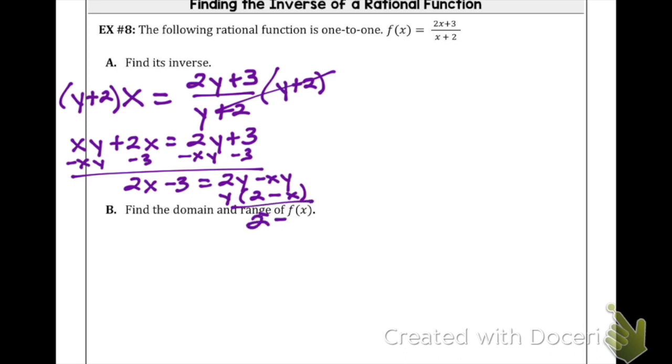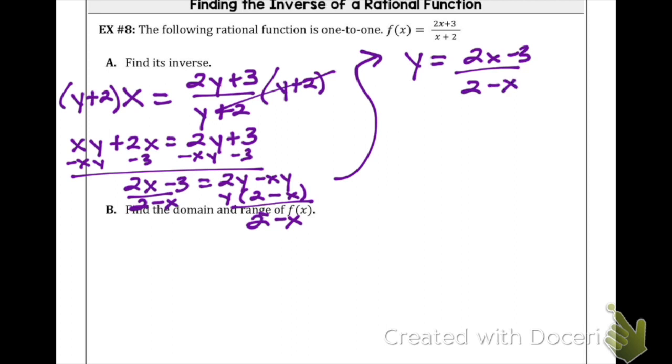I'm going to end up dividing, running out of space here, divided by 2 minus x. So I get y is equal to (2x minus 3) all over (2 minus x). You're more than welcome to leave your answer like that. If you don't like the 2 minus x, we can change it.